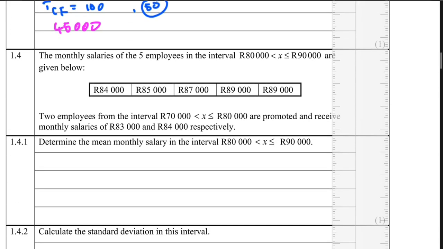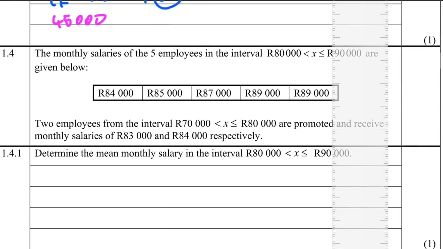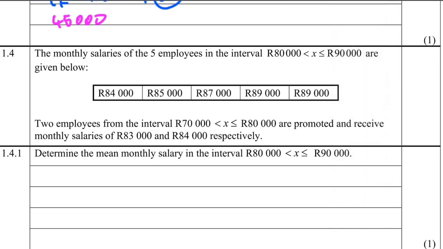And then 1.4, the monthly salaries of 5 employees in the interval 80 to 90,000 are given below. 2 employees from the interval 70 to 80,000 are promoted and receive monthly salaries of 83,000 and 84,000. Okay, determine the mean monthly salary in the interval 80 to 90,000.